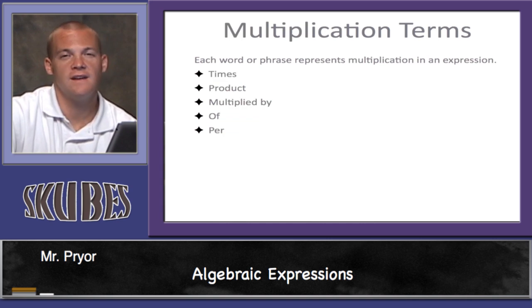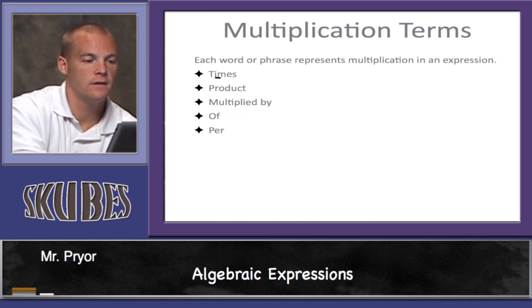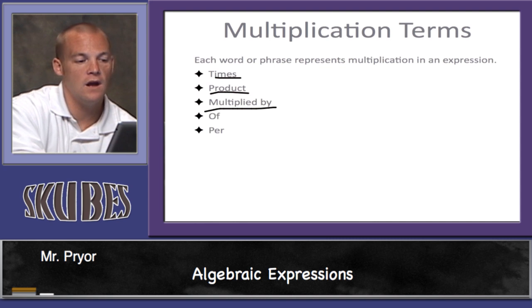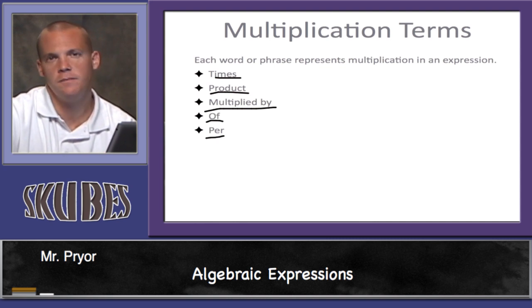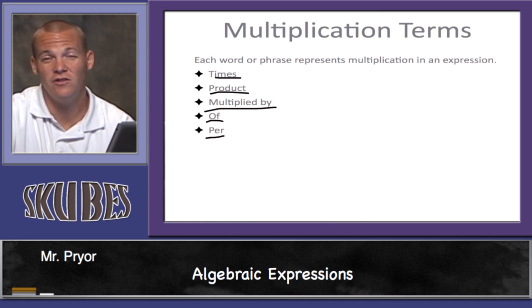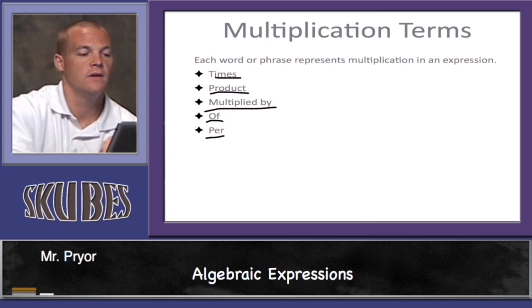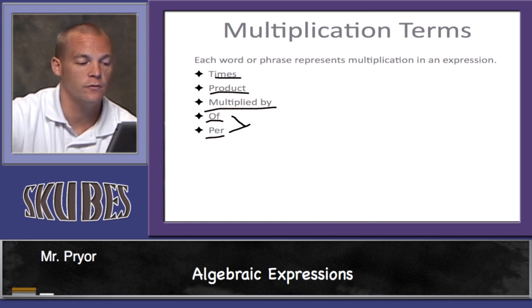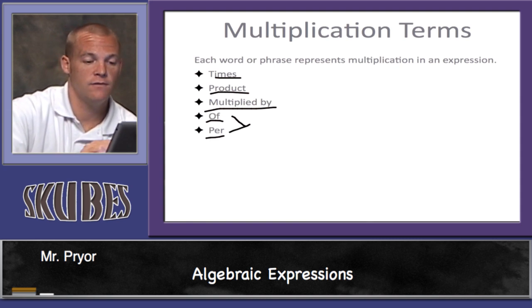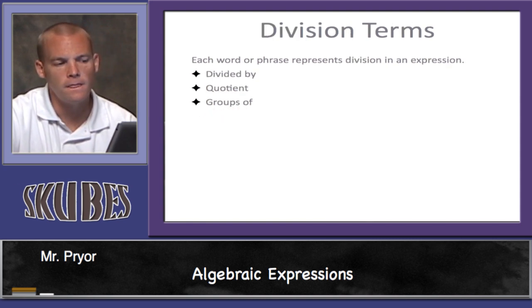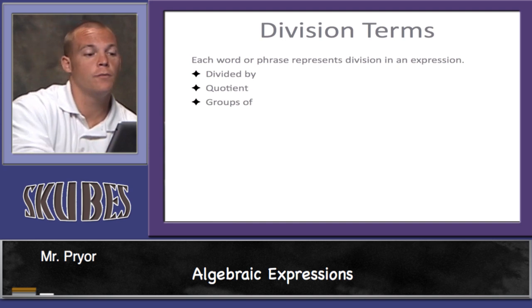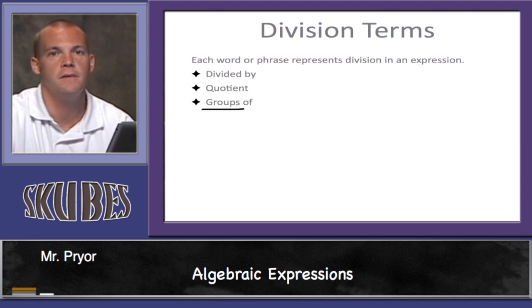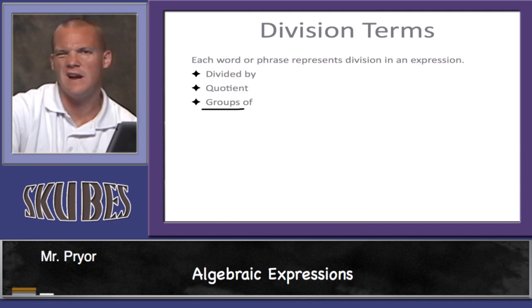Multiplication terms, words like times, product, multiplied by, of course, of, and per. You may not think of those last two as representing multiplication, but they actually do in quite a bit of word problems. So those are a couple of good terms to remember. And then finally, your division terms. Division terms would be things like divided by, of course, quotient, and groups of. This one, again, is not as common, but it is used every now and then.